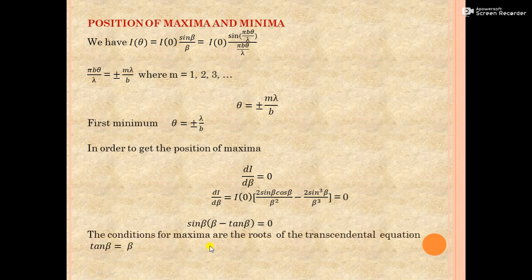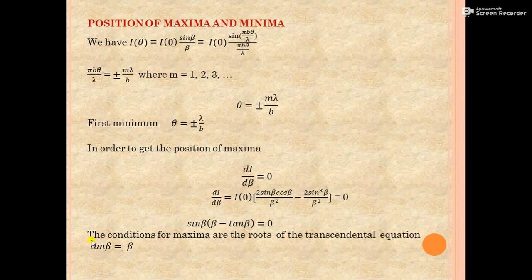So either sin beta equal to 0 or beta minus tan beta is equal to 0. Sin beta equal to 0 gives beta equal to plus minus m pi, which corresponds to the minima, as we have seen earlier. The condition for maxima gives the roots of the equation beta minus tan beta equal to 0. The root beta equal to 0 corresponds to the central maximum.